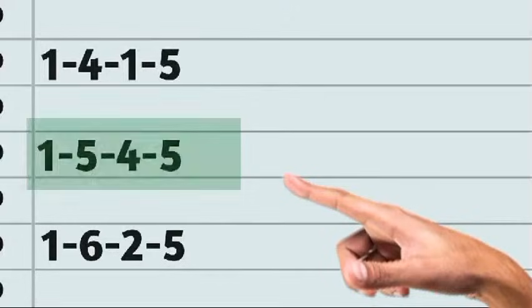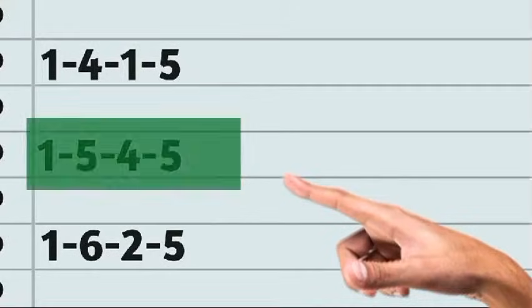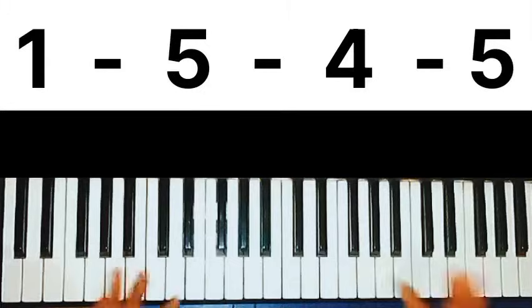The next praise progression we'll be treating in this video is the 1545, also called the Do Sol Fa Sol. Here's how it sounds. Here are a few songs that utilize this chord progression.